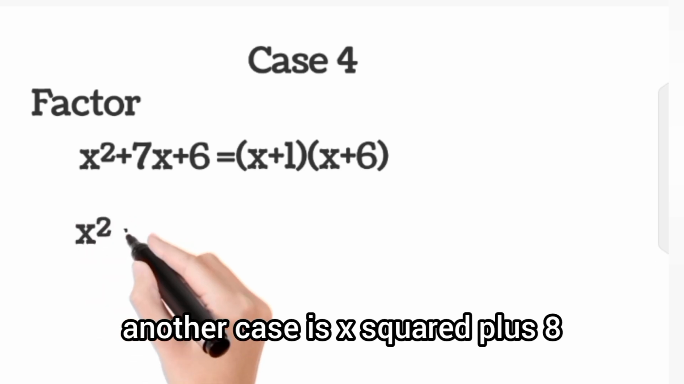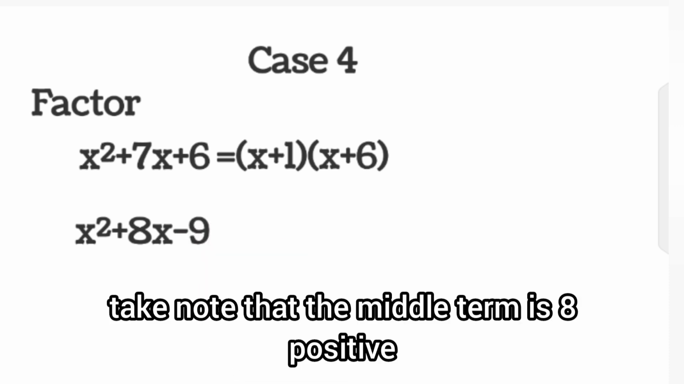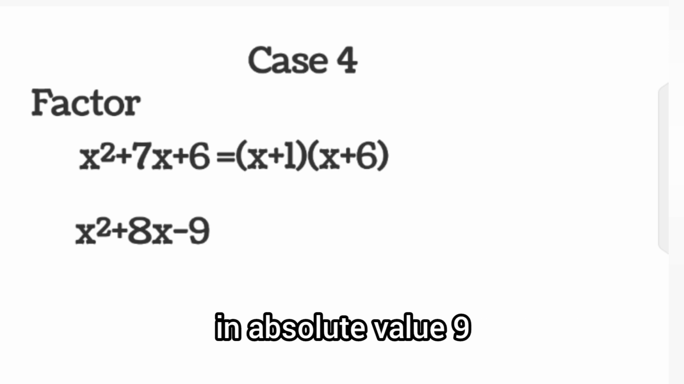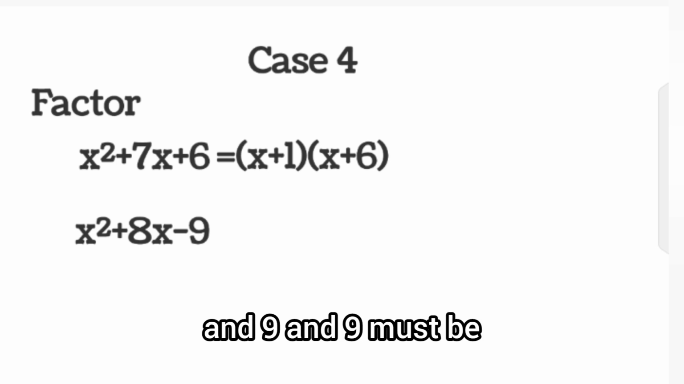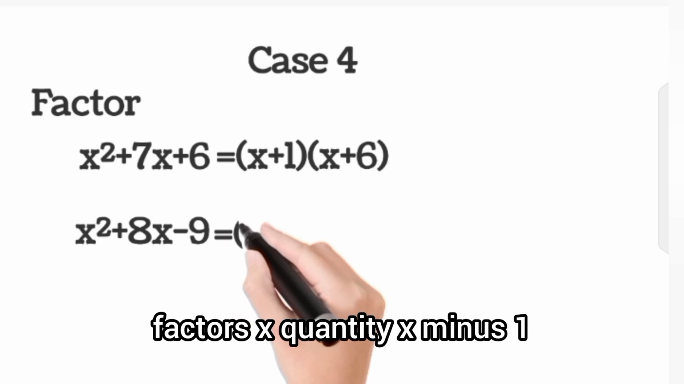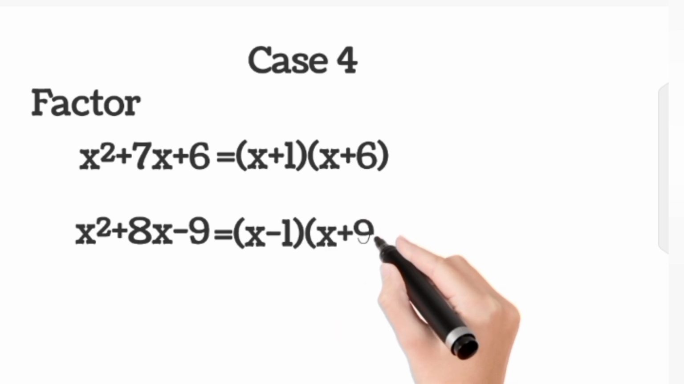Another case is x squared plus 8x minus 9. Take note that the middle term is 8, positive, and the last term is negative, a minus. So in absolute value, 9 is higher by just 1 to the middle term 8. So the factors are 9 and 1, and 9 must be positive while 1 must be negative. So we have the factor as quantity x minus 1 times quantity x plus 9.